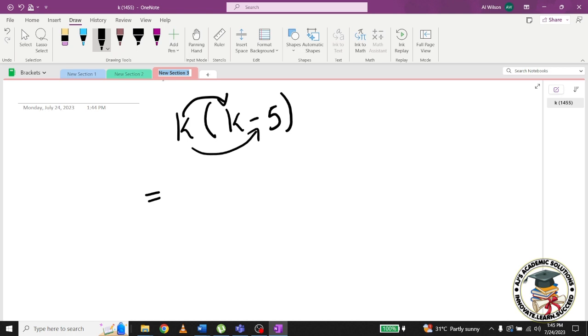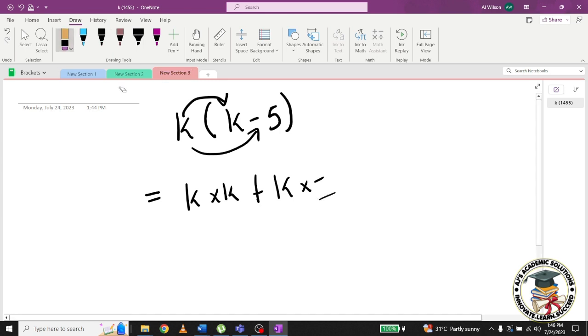So let's start. We have k times k. And what we're going to do, we're not going to put back this negative. We're going to put a plus sign. And then we're going to have k times minus 5. So notice here, the k is positive, so we just maintain that. And then it's negative 5, so we write that back here.